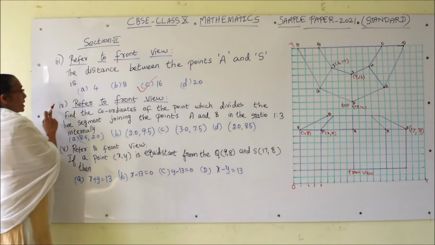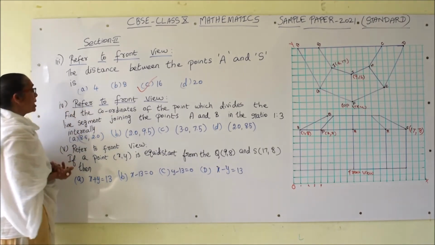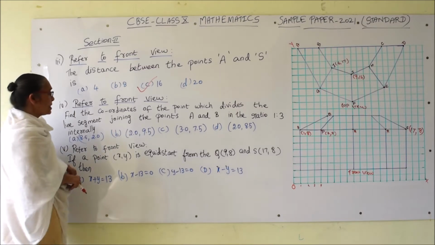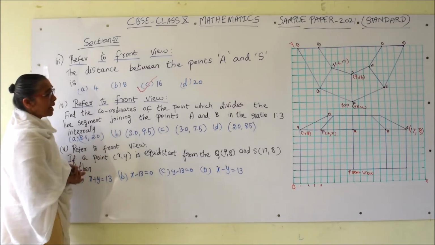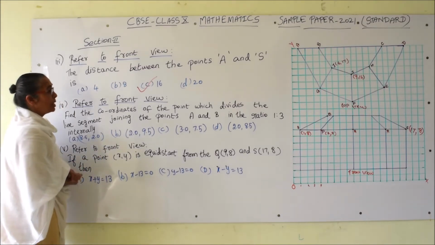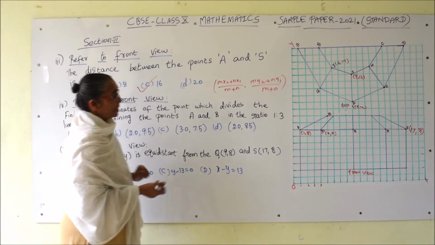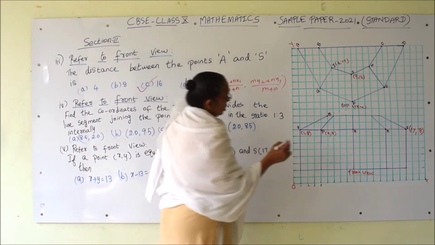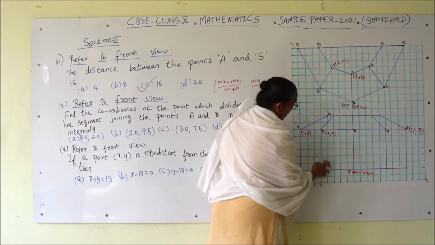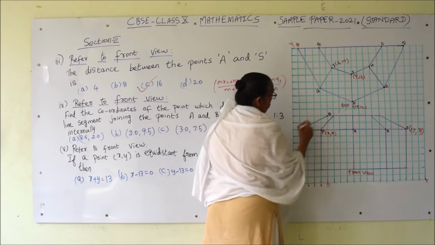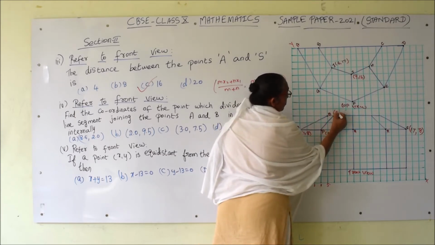Now, next one, refer to front view only. Find the coordinates of the point which divides the line segment joining the points A and B in the ratio 1:3. So, A point we already located. Let us locate the coordinates of B. So, B is at point 5 on the x axis, so it is (5, 10).